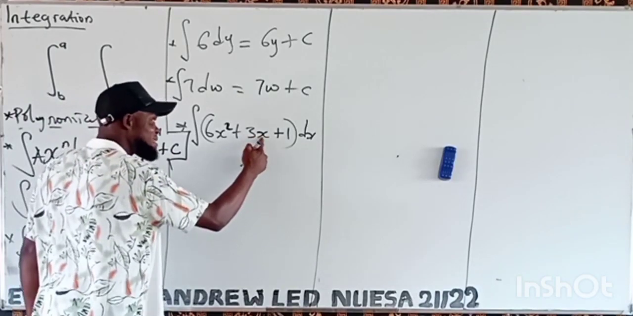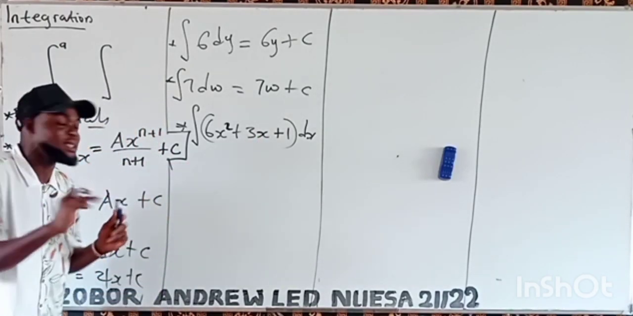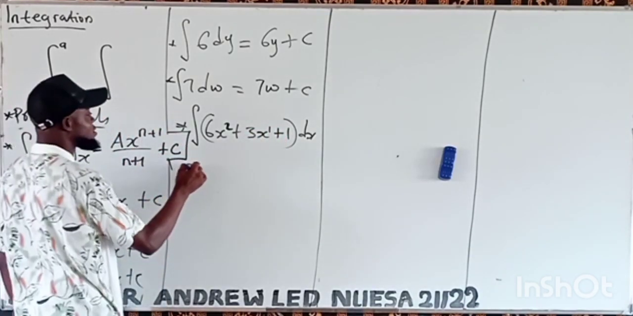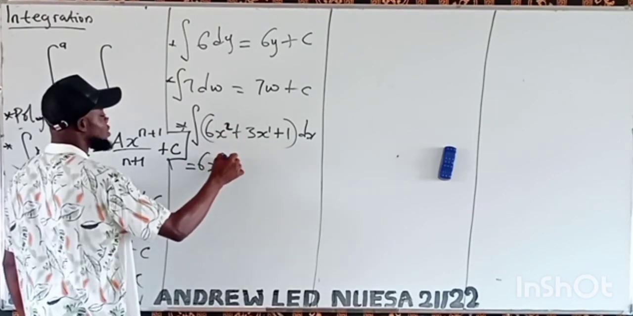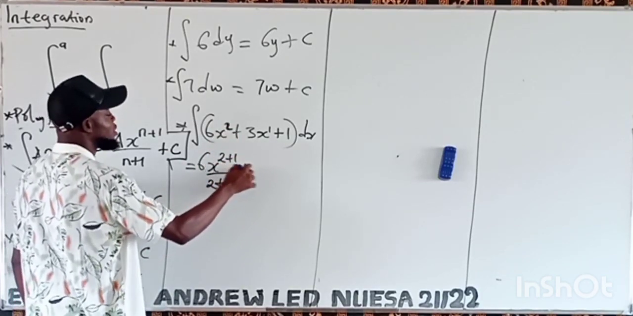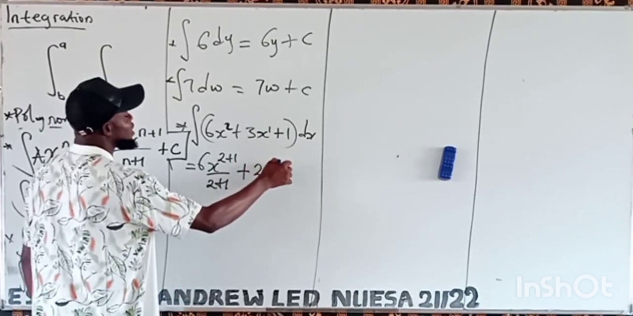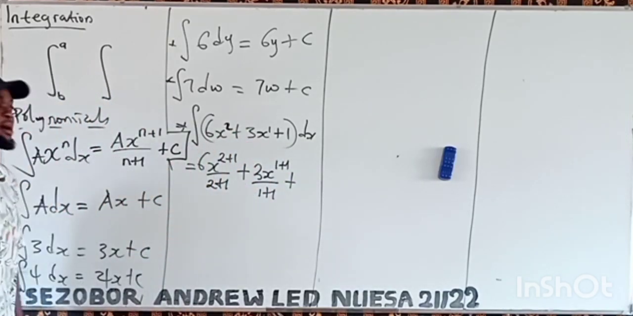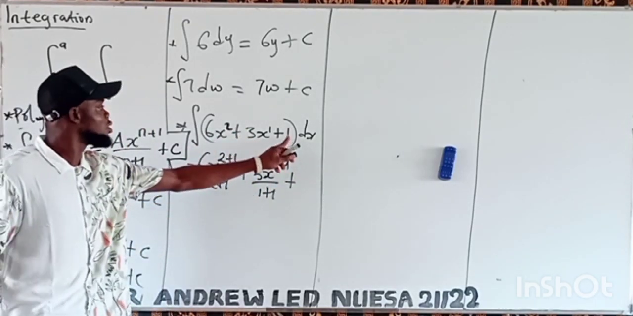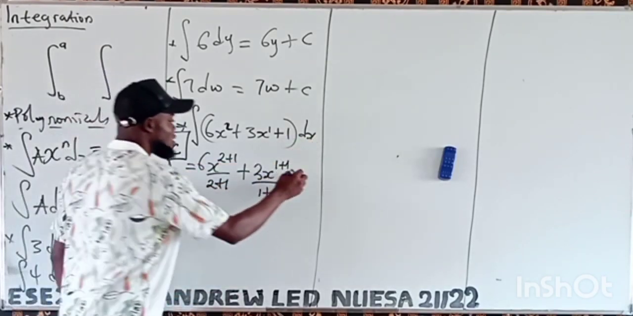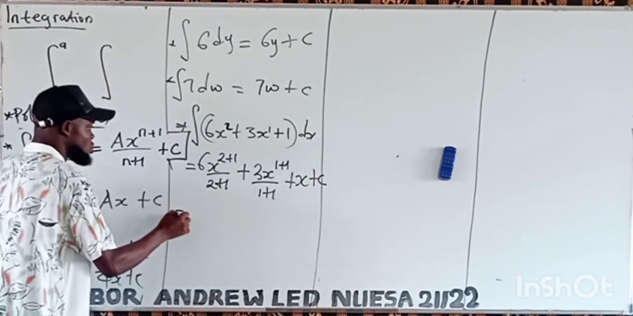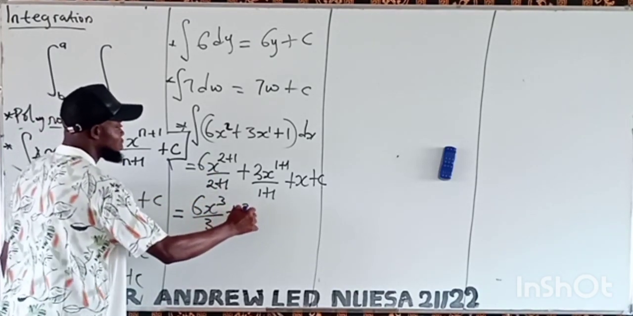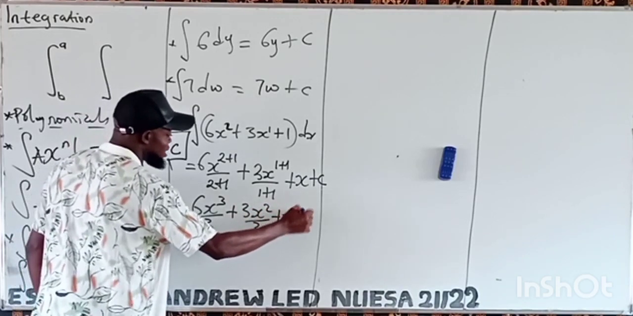Remember this 3x, this s. Anytime you see x or a number standing, there's a power there, the power is 1, but they will not put it. So if I want to integrate 6s squared, I'll add 1 to this power, that is 2 plus 1, and I'll divide by that 2 plus 1. Plus, if I want to integrate 3x, I'll add 1 to the power and divide by that same power. Then plus 1, there's no s there. Remember I told you if you want to integrate a constant, you need to multiply by the s. 1 times s gives us x plus c. This one is going to give us 6x power 3 over 3 plus 3x power 2 over 2 plus x plus c.